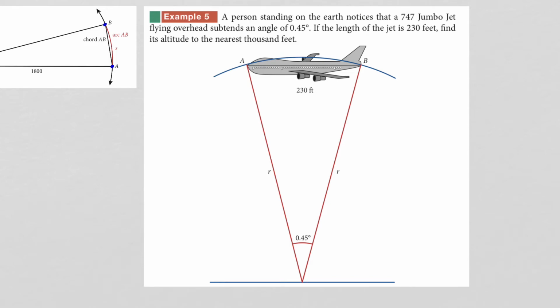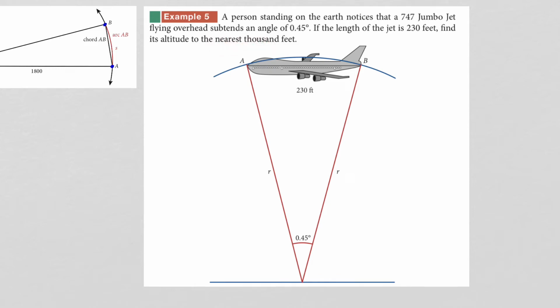So in this problem, we're told that a person standing on the earth notices that a 747 jumbo jet flying overhead subtends an angle of 0.45 degrees. If the length of the jet is 230 feet, find its altitude to the nearest 1,000 feet.